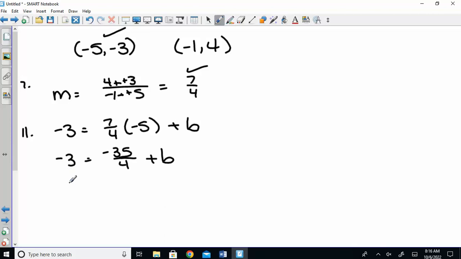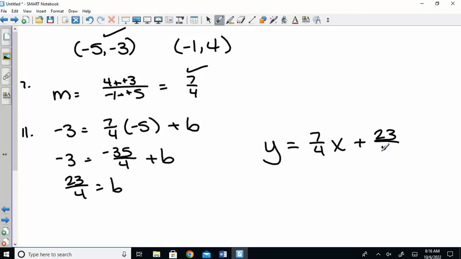So if I add that over, 23/4. So that's my y-intercept. So our equation on number 11 would be y equals, the slope was 7/4 x, plus the y-intercept is 23/4. Oh, I didn't get it wrong. I just wrote it in fraction form. I mean, in decimals okay, I just prefer the fraction.